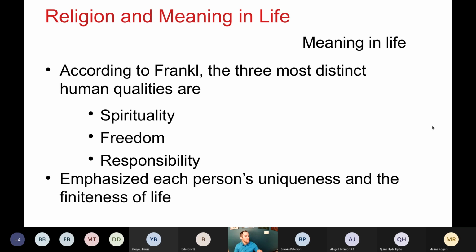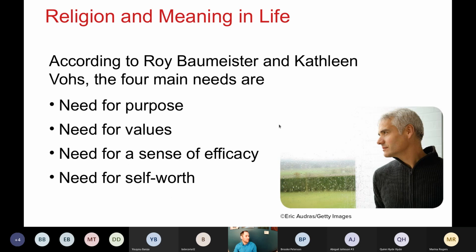So with that, some of the most distinct human qualities that he focused on with logotherapy are spirituality, freedom, and responsibility. So emphasizing that people are unique and that they might have their unique things that they're responsible for, their unique spirituality, as well as that drive for freedom. And you might be able to see how some of these might have come to him through his own personal life experiences during that time.